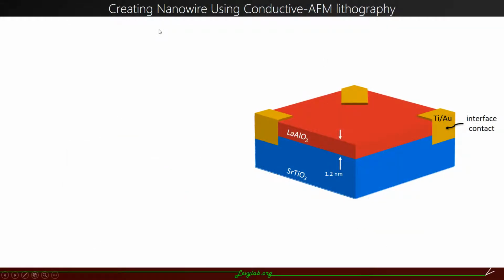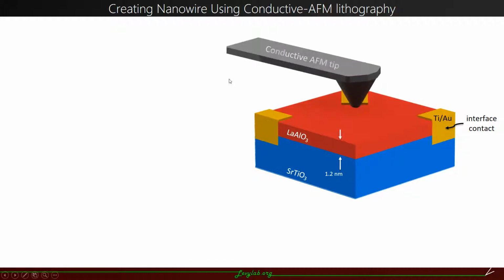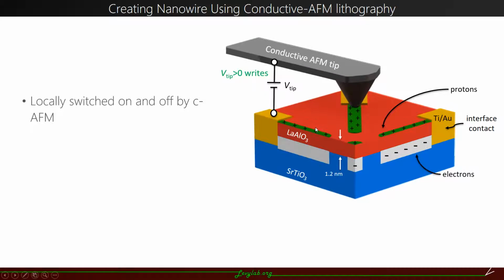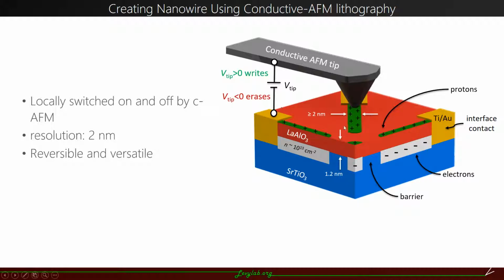In our lab, we developed a technique called conductive AFM lithography, which allows us to create nanowires at the interface. When 3 unit cells of lanthanum aluminate are grown on top of strontium titanate, the interface is insulating. However, by applying a positive voltage to the conductive AFM tip, one can locally make the interface conducting, and we can create nanowires. The typical width of a nanowire is around 10 nanometers, and by properly controlling the tip voltage, it can be further reduced to 2 nanometers. This is a reversible process; by applying a negative tip voltage, we can erase the nanowires and create various nanostructures such as quantum dots and quantum point contacts.